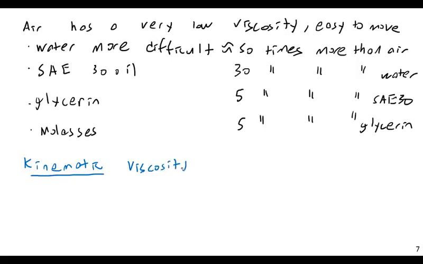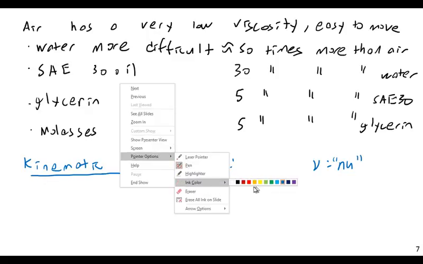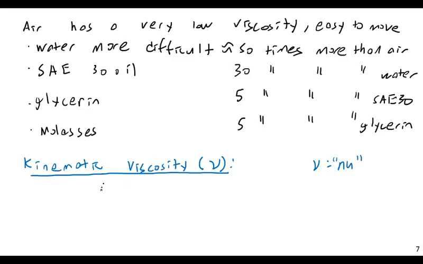Kinematic viscosity. Now, I am going to use a peculiar Greek letter that we don't see that often, and it looks like a crooked V, but this is the Greek letter nu, if you don't know your Greek alphabet yet. And the definition of kinematic viscosity, thankfully, isn't that tough to remember. All we need to do is say nu is equal to mu over rho. Nu equals mu over rho.